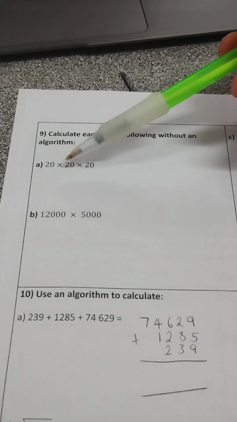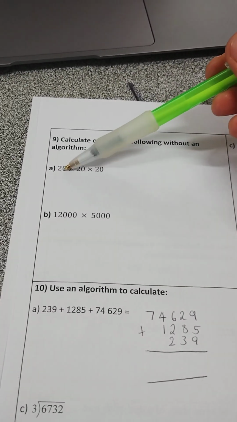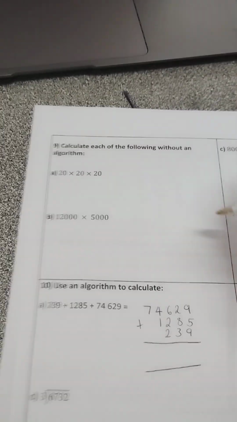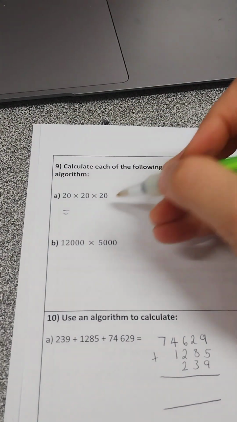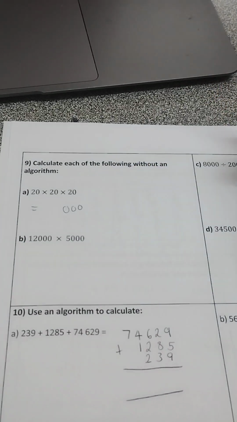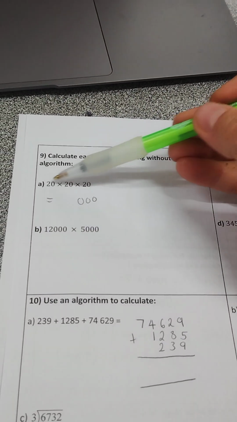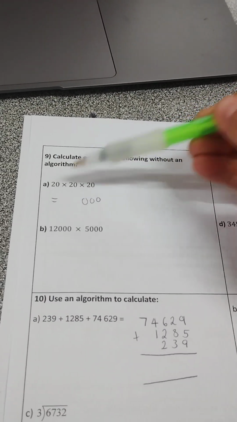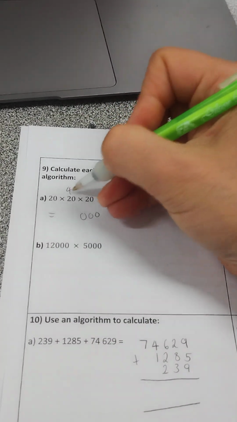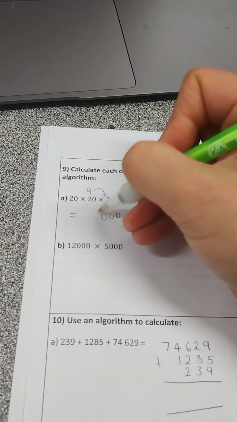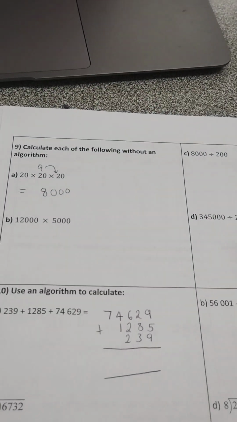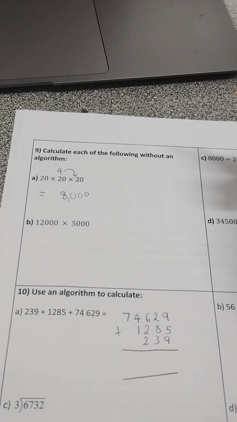And the first one, we are multiplying 3 numbers and they all have 0 at the end. So I know my final answer will have 3 zeros at the end. I've got to work out the non-zero digits. So what is 2 times 2 times 2? 2 times 2 is 4, and 4 times 2 is 8. So it would be 8,000. We can put a comma there.